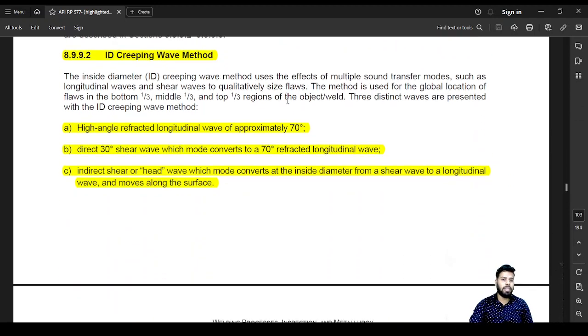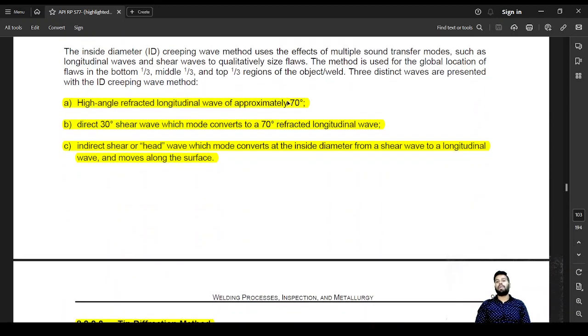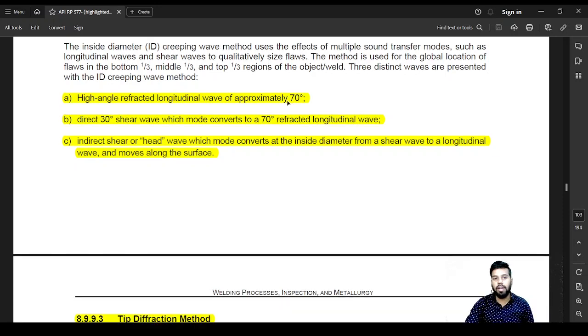ID creeping wave method can also be used. The ID creeping wave method uses the effects of multiple sound transfer modes such as longitudinal and shear modes to qualitatively size flaws. The method is used for global location of the flaws in the bottom 1/3, middle 1/3 and top 1/3 regions of the weld. 3 distinct waves are presented with the ID creeping wave method: a high angle refracted longitudinal wave of approximately 70 degrees, a direct 30 degree shear wave which mode converts to a 70 degree refracted longitudinal wave, and an indirect shear wave. So generally these 3 would be used for the ID creeping wave method.